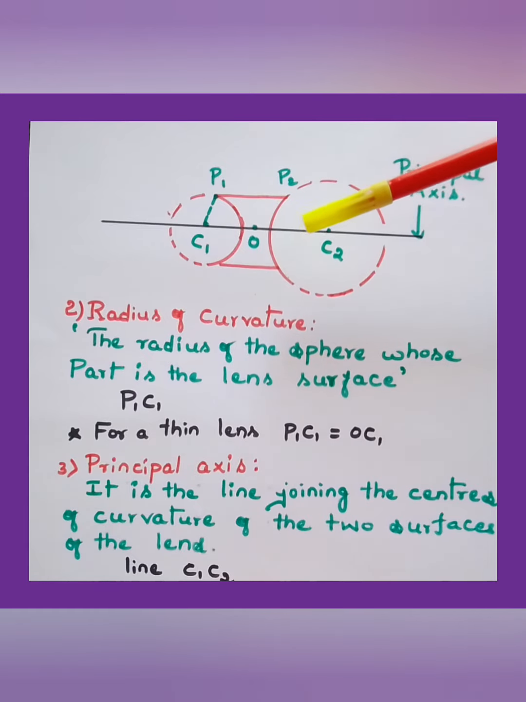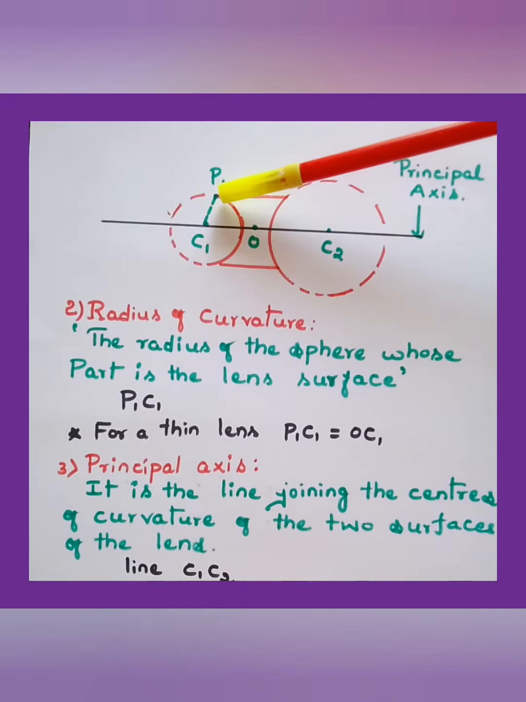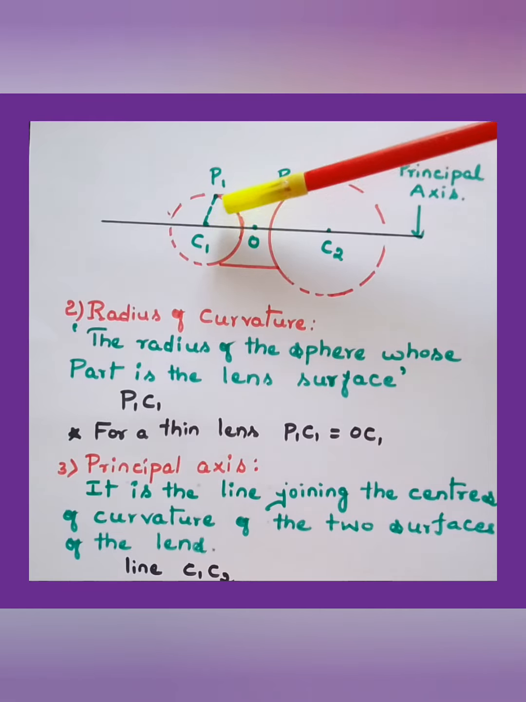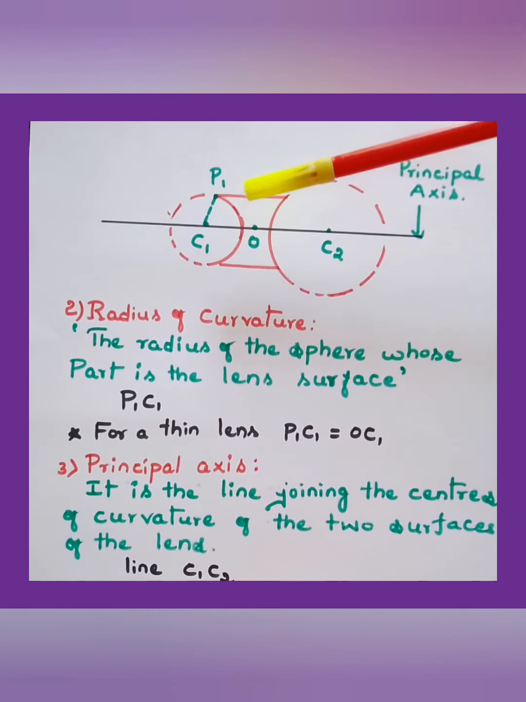So the radius of the sphere whose part is the lens surface. For this sphere we have taken the radius. If you draw the radius, for example, for the small circle, P1 C1 is the radius of this circle, and for this circle a little part is the lens surface. Hence P1 C1 is the radius of the circle.